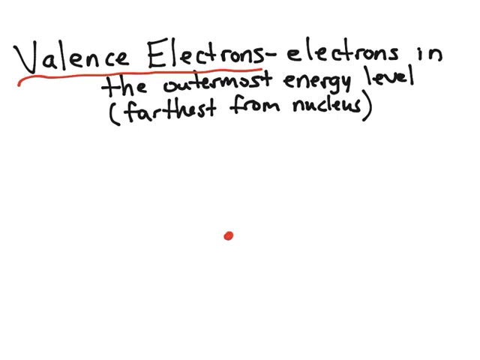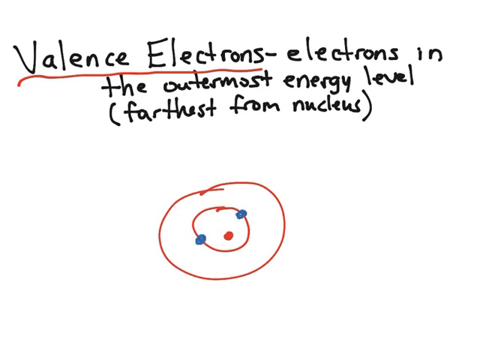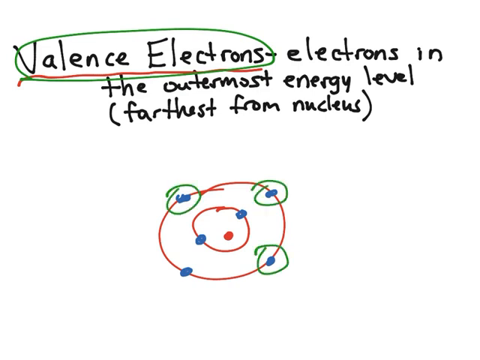So if you had a nucleus, and let's say we've got one energy level there and another energy level here, and let's say there's 2 electrons in this first energy level, but then there's 1, 2, 3, 4 electrons in the second energy level. All we mean by valence electrons is we're just simply counting those electrons that are in that furthest out energy level. So this particular atom would have 4 valence electrons.